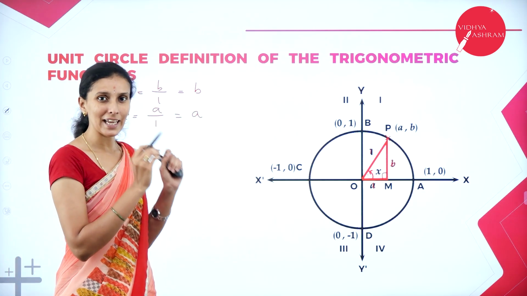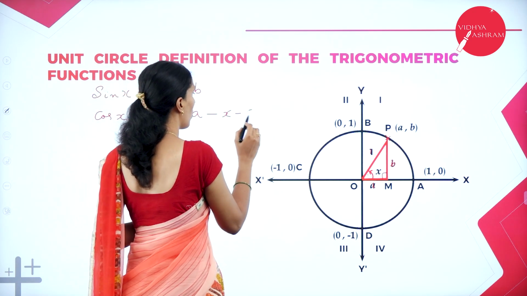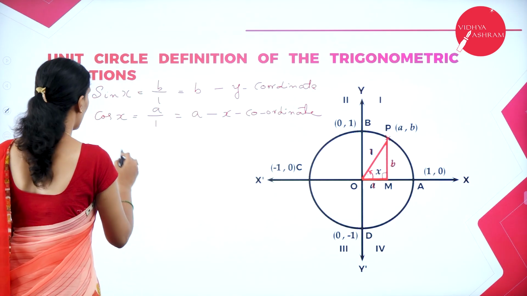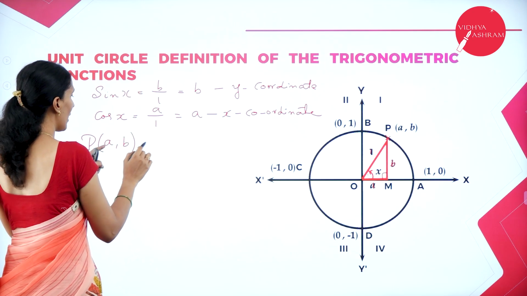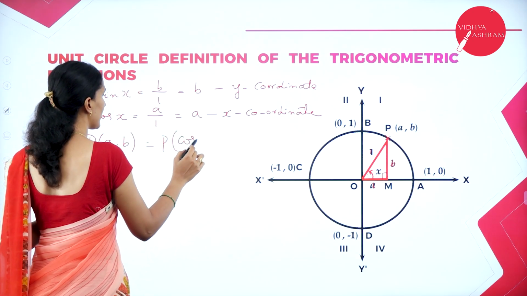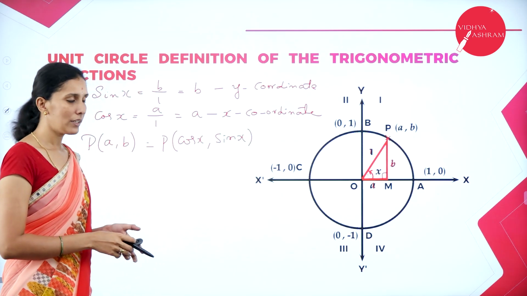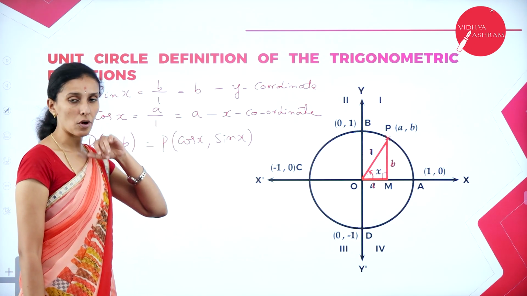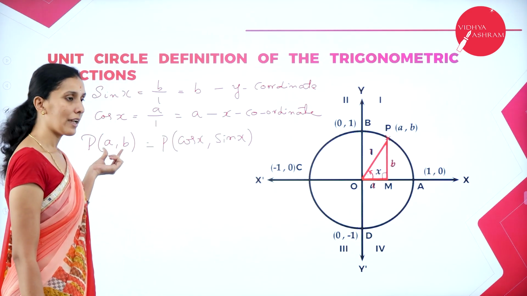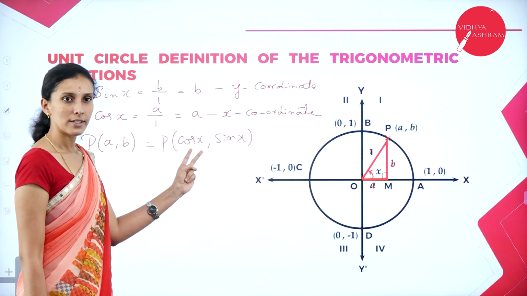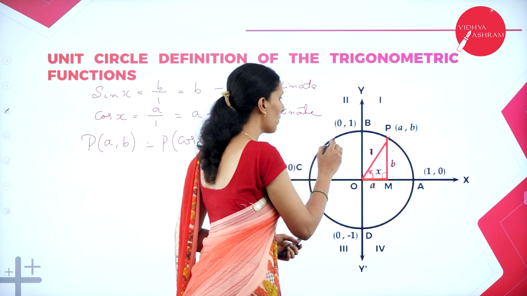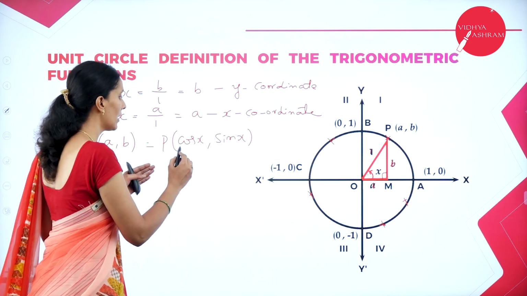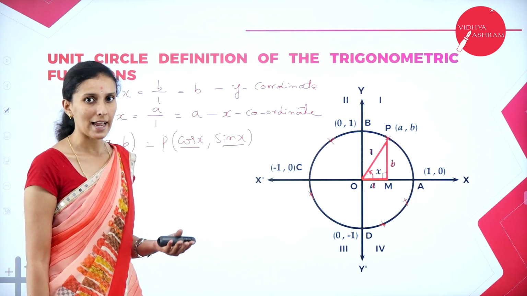What is actually the x coordinate? This is your x coordinate and this is your y coordinate. So I have taken P of a comma b. Now a comma b can be replaced with cos x and sin x. Why? Because we got the value of cos x as a, which is the adjacent side of the right angle triangle, and sin x as b, which is the opposite side. So I can replace the coordinates x and y with cos and sin. Similarly, any point on the circle here can be replaced using the coordinates cos x and sin x.